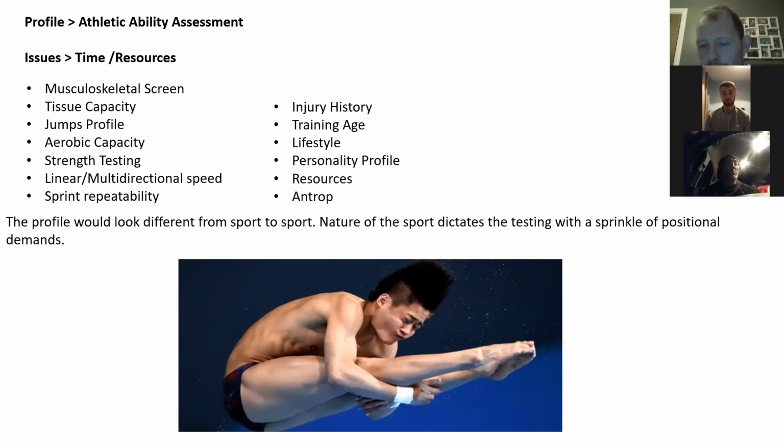But my point is that I will have a sequence in terms of what I'm asking the player to do in terms of the profiling, right? Now, you can do a musculoskeletal screen, right? You can do tissue capacity, jumps profile, aerobic capacity, strength testing, linear and multi-directional speed. You can look at things like sprint repeatability and like the Fitzsimons fatigue index, right? We're also looking at things like injury history, training age, lifestyle. You could go down the lines of doing personality profiling, which is really, really important as well. Anthropometrics, body fats, really, really important.